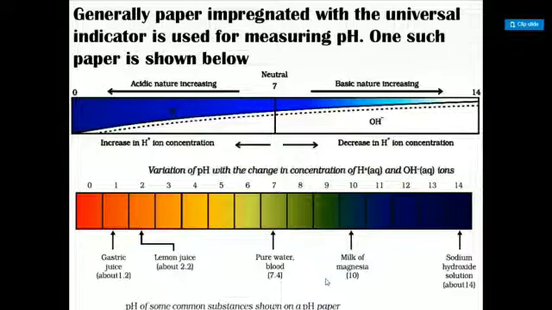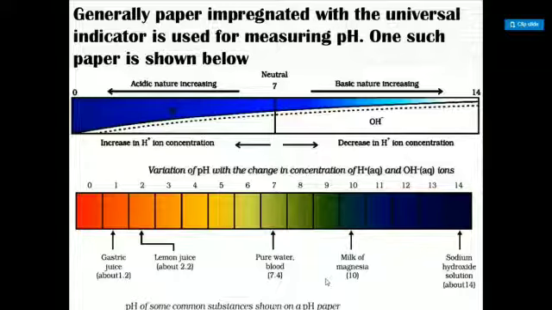Here is a pH paper with values given. pH paper means the paper which is impregnated with the universal indicator and used for measuring pH. The values are given from 0 to 14, and the different colors obtained with the different types of solution.